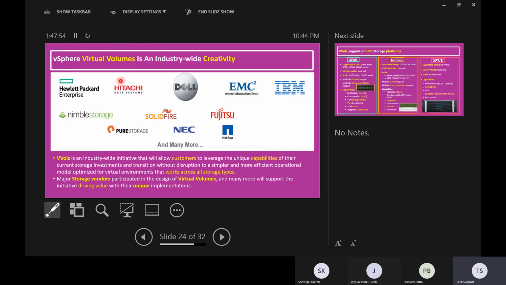Suppose we log in to our lab system. Let me open a browser and search for VMware virtual volumes, VMware VVOLs compatibility. If you type the compatibility matrix, you will find the VMware compatibility guide search directly.